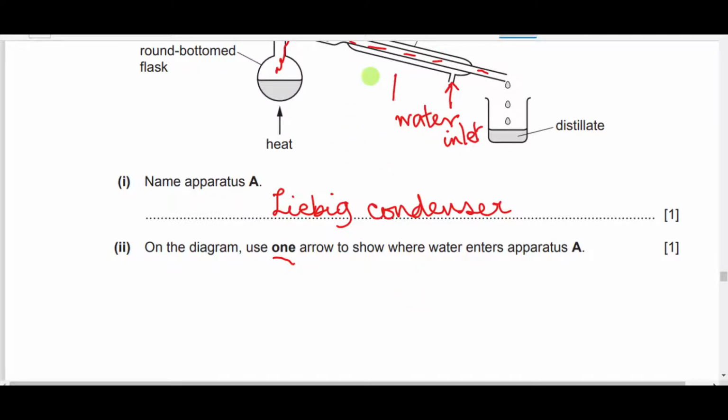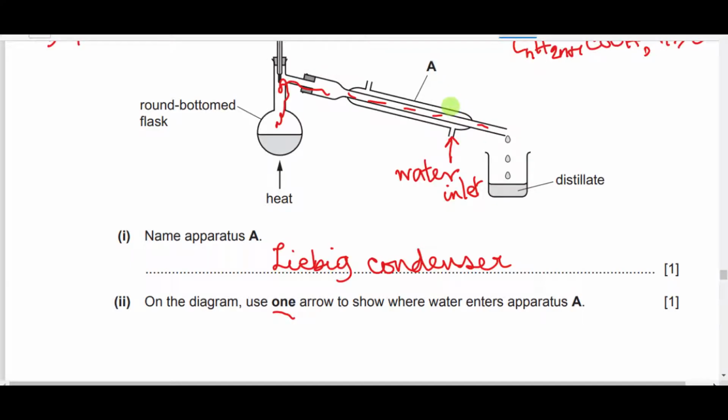If you end up writing water inlet, even though you got the right position, that will be wrong, because the direction contradicts your description. Are we together? Fine. So for it to be water inlet, the arrow must point towards the inlet of the condenser. For outlet, it will move away from the tube of the condenser.